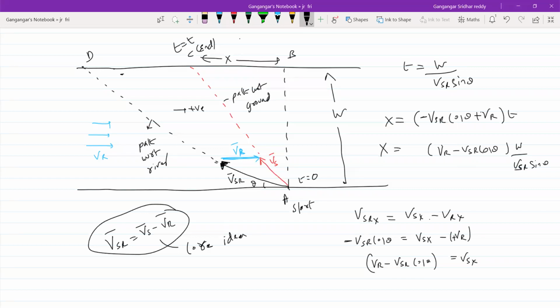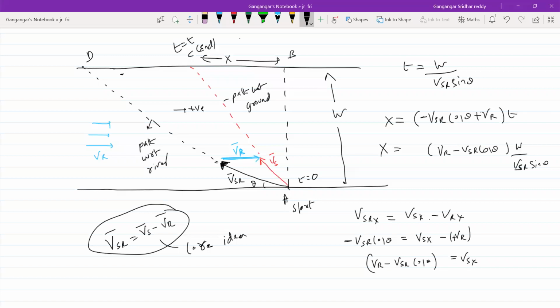So the method will be the same in any situation. When you're getting a question, you have to be very careful. If it seems up the stream, the horizontal component of VSR should be against VR bar. If it seems normal to river current, VSR bar should be perpendicular to VR. If it seems down the stream, the horizontal component of VSR should be along VR bar.